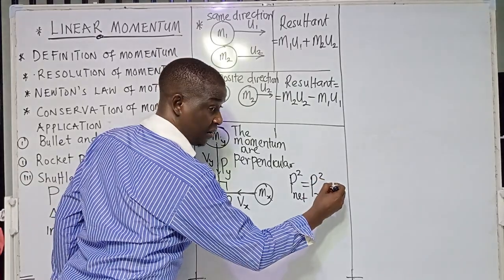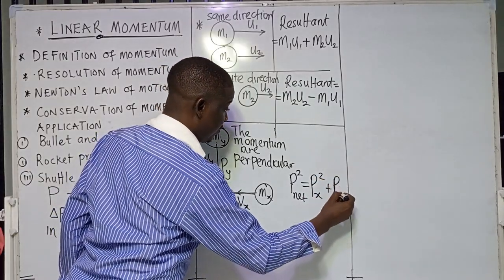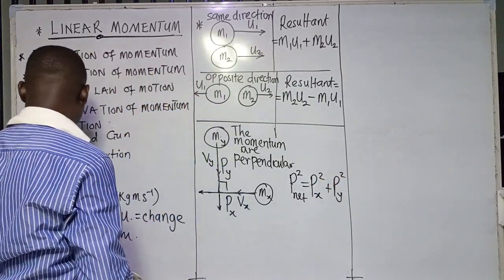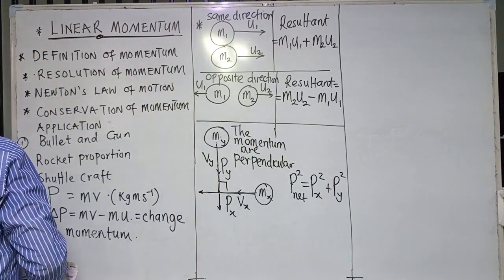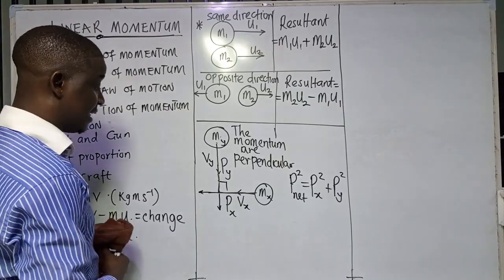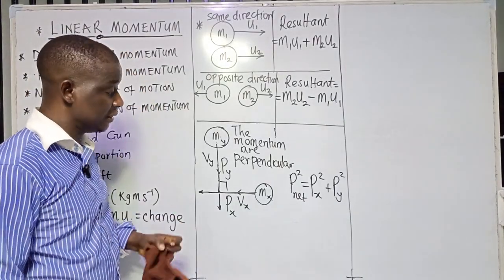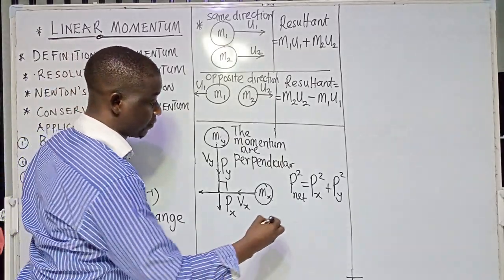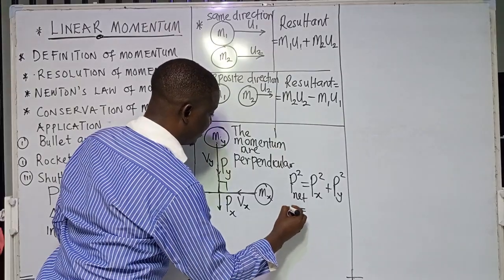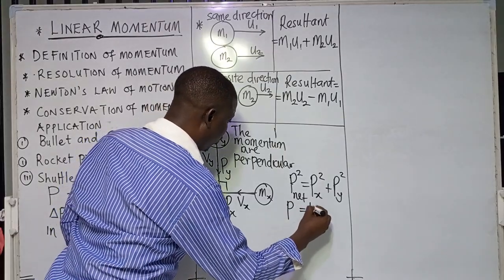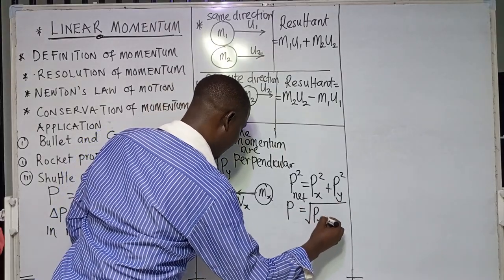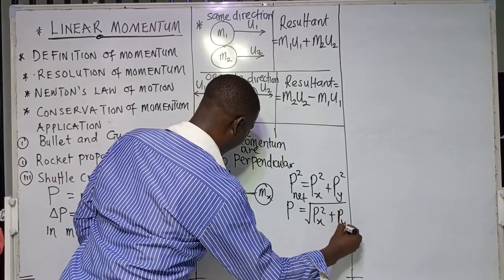Px square plus Py square. So that will give us the total momentum in this case, because they are at right angle. Now, what I want to do is this. Let's find the P. P will now be the square root of Px square plus Py square.